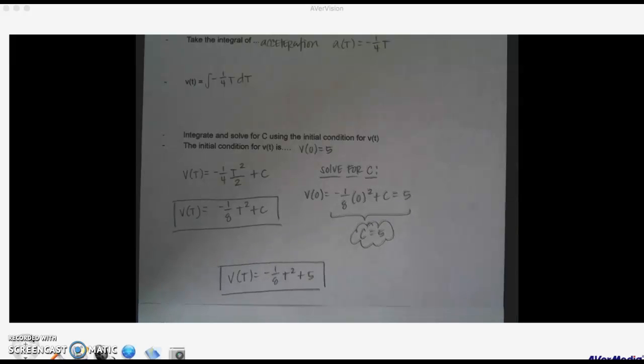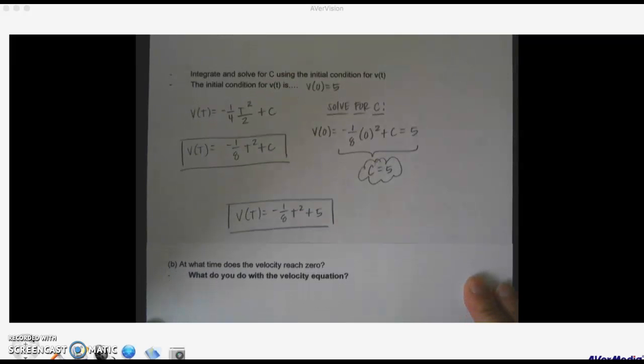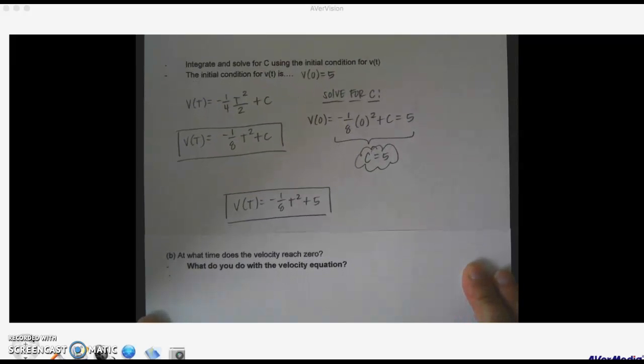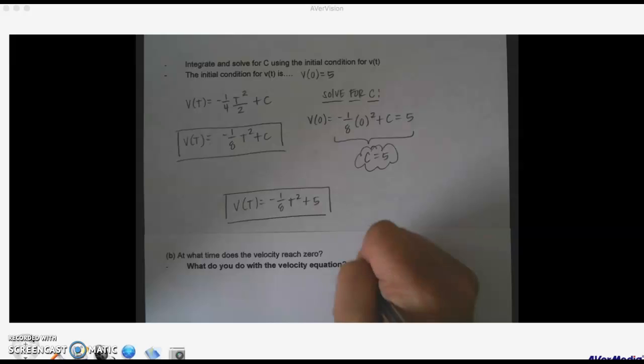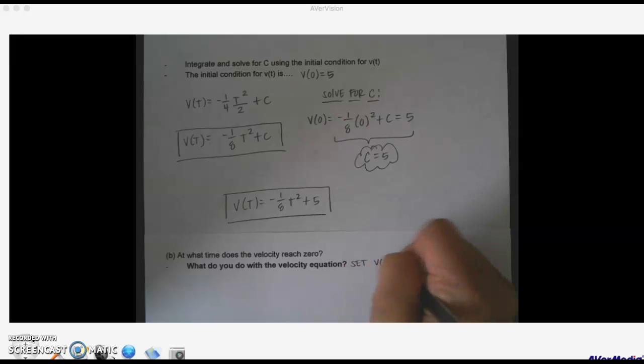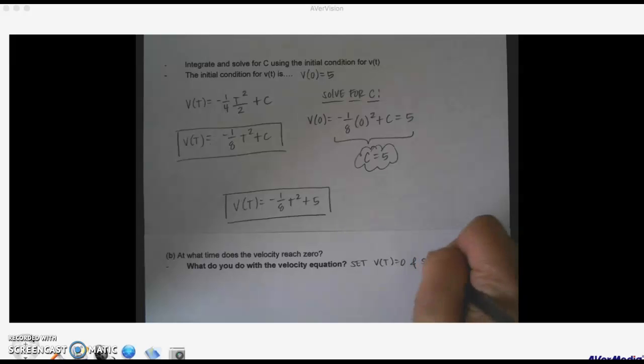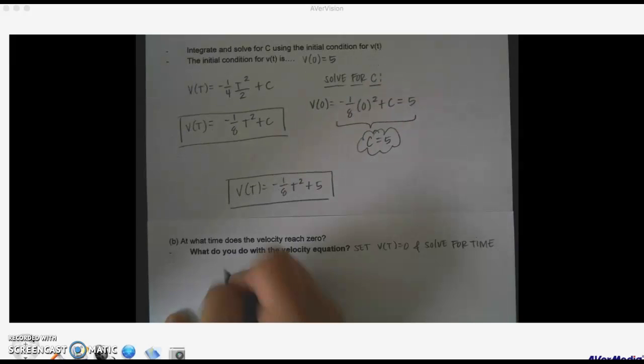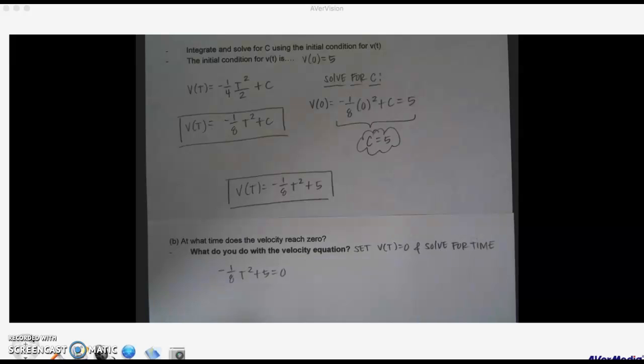Our next part says, now at what time does the velocity reach 0? So what do you think we would have to do with that equation in order to know when it reaches 0? Because we want our velocity to be 0, we're just going to set v of t equal to 0 and solve for time. So we have -1/8 t squared plus 5, and we set that to 0.